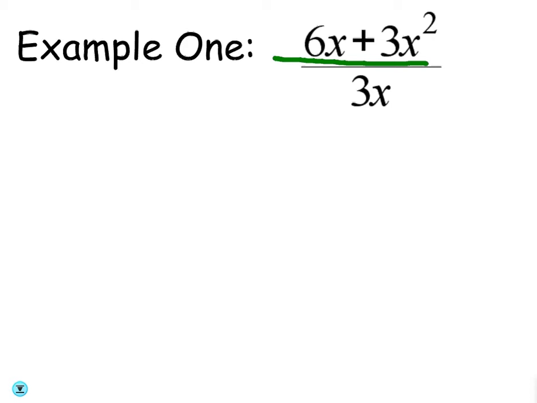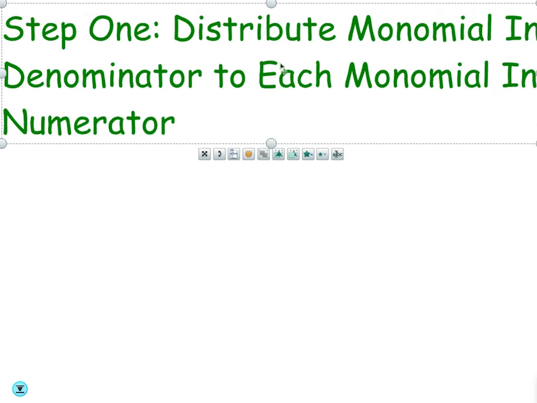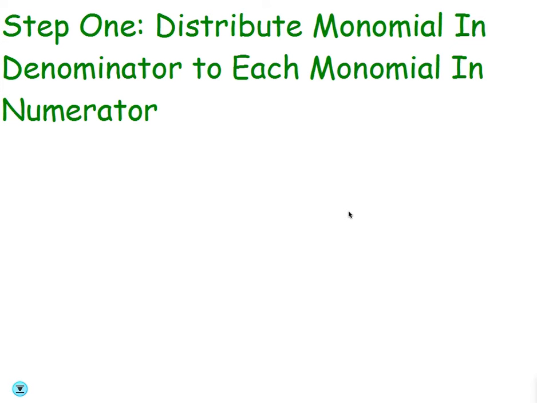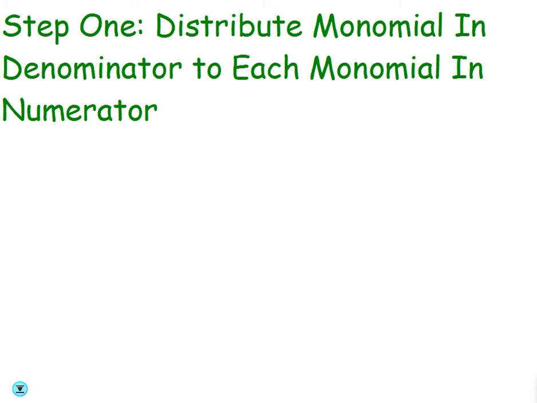So the first step we're going to do, I don't care how you write this step. You can literally just write distribute. I know it's kind of long, but it says distribute the monomial in the denominator to each monomial in the numerator. And all that really means, as wordy as that is, is to take the first term and divide by the bottom term, then take the second and divide, and just keep going until you're through. And so it's going to look like this for this example.